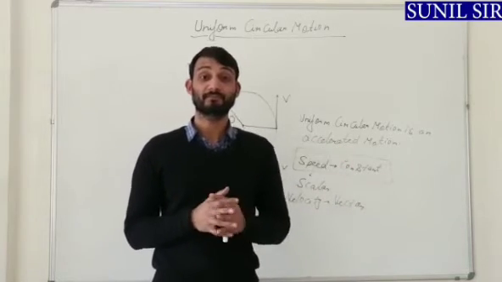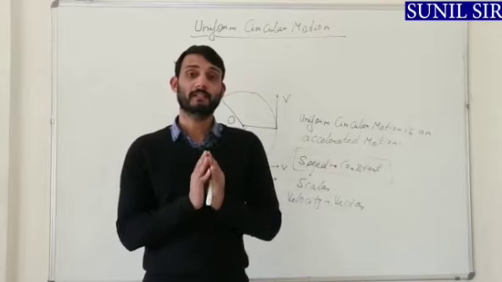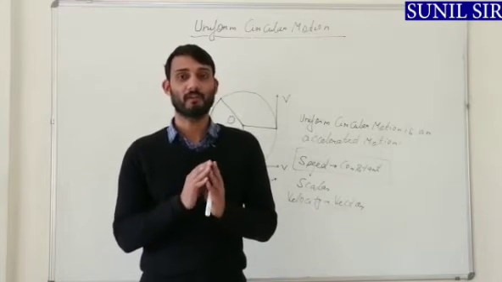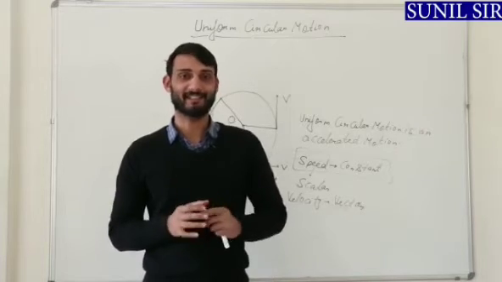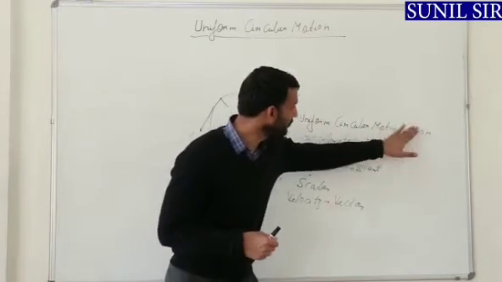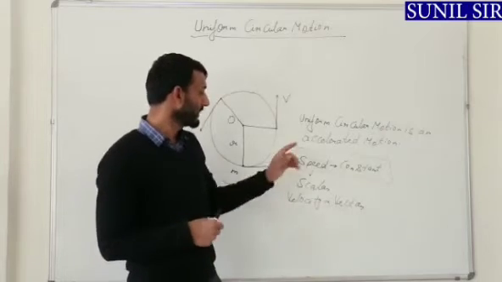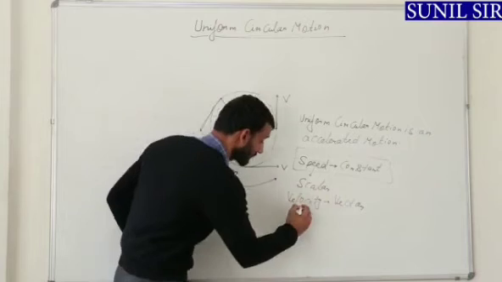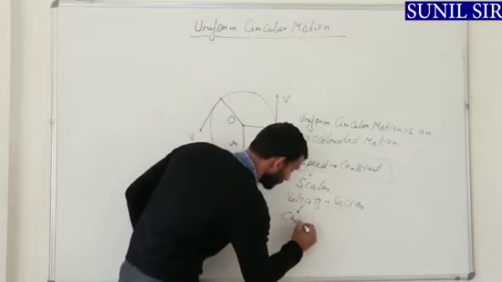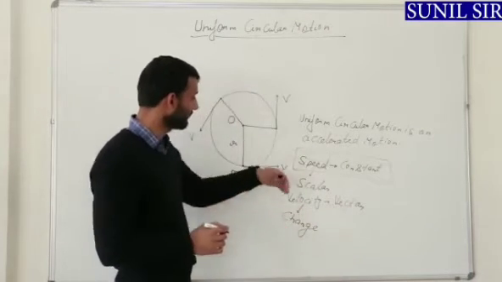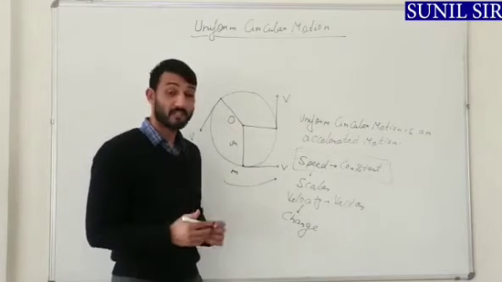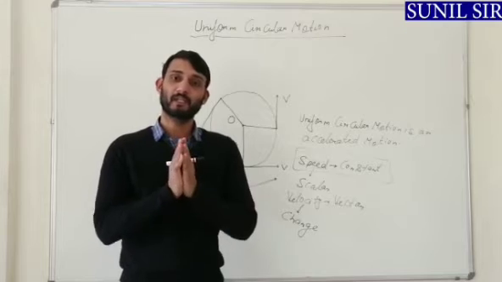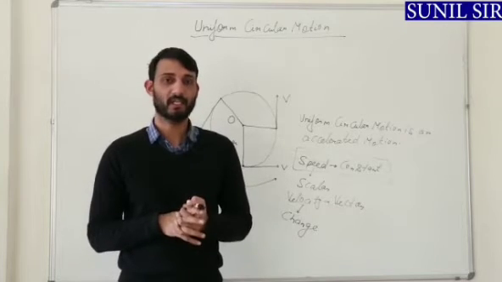As we all know, the rate of change of velocity is acceleration. So, uniform circular motion is an accelerated motion. Speed will remain constant, velocity will change, and this motion will be an accelerated motion. Where will be the direction of this velocity? The direction of velocity will be along the tangent at any point.